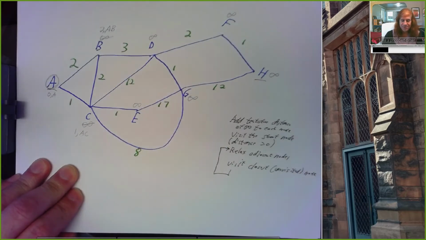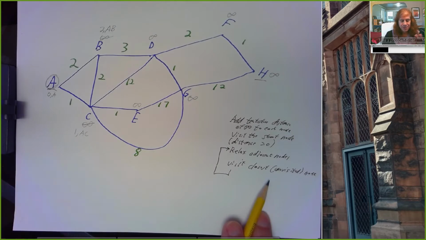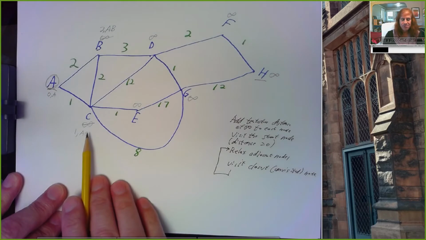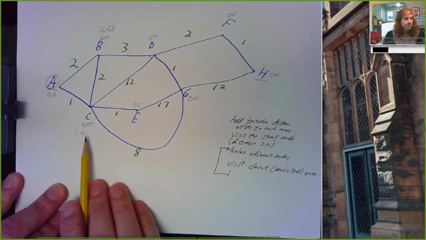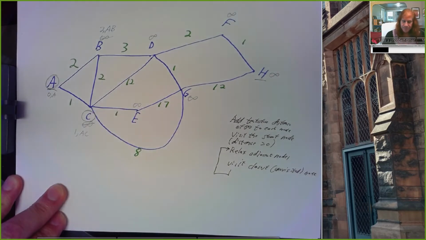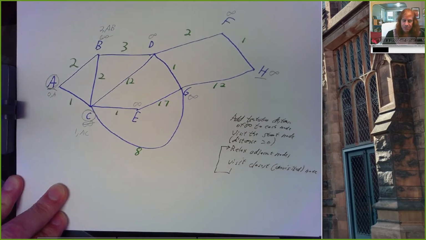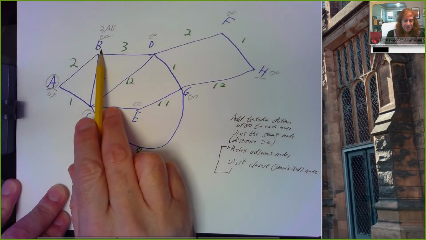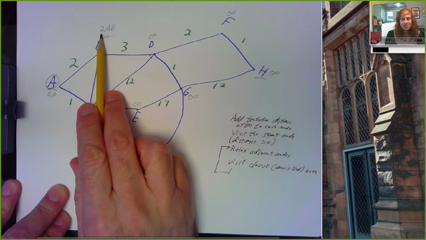So make a copy of this, and now we say, okay, let's visit the closest node that we haven't visited yet. Well, most of these nodes have a distance of infinity, but here's one with a distance 2, here's one with a distance 1. This is our closest node. So we're going to visit this node, so we circle it. And now we go back to step 1, relax adjacent nodes. Alright, 1 plus 2 is 3, so we can get here in a distance of 3, but that's worse than what we already have, which is a distance of 2. So we're not going to change that.